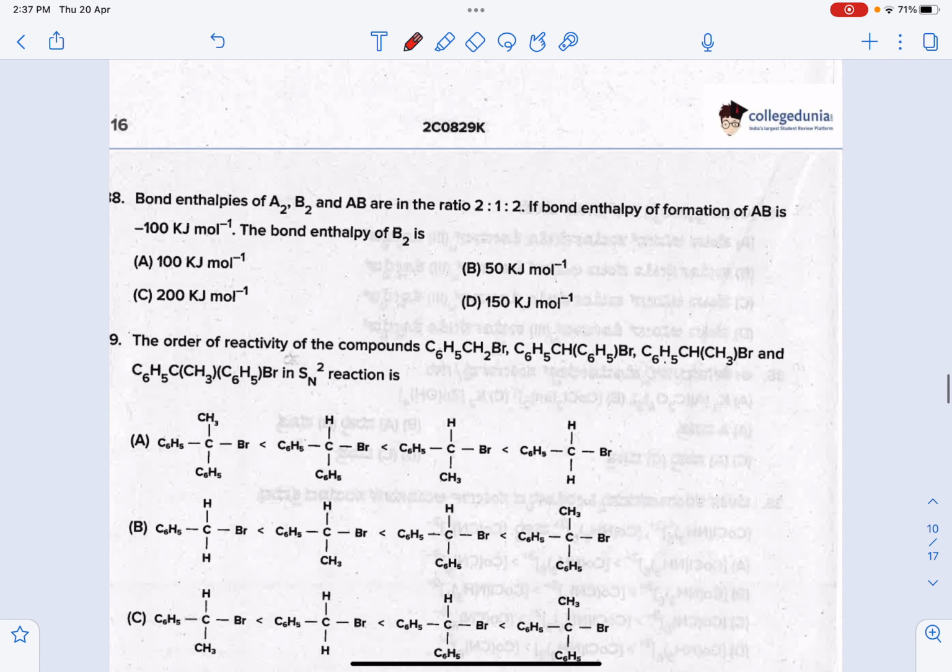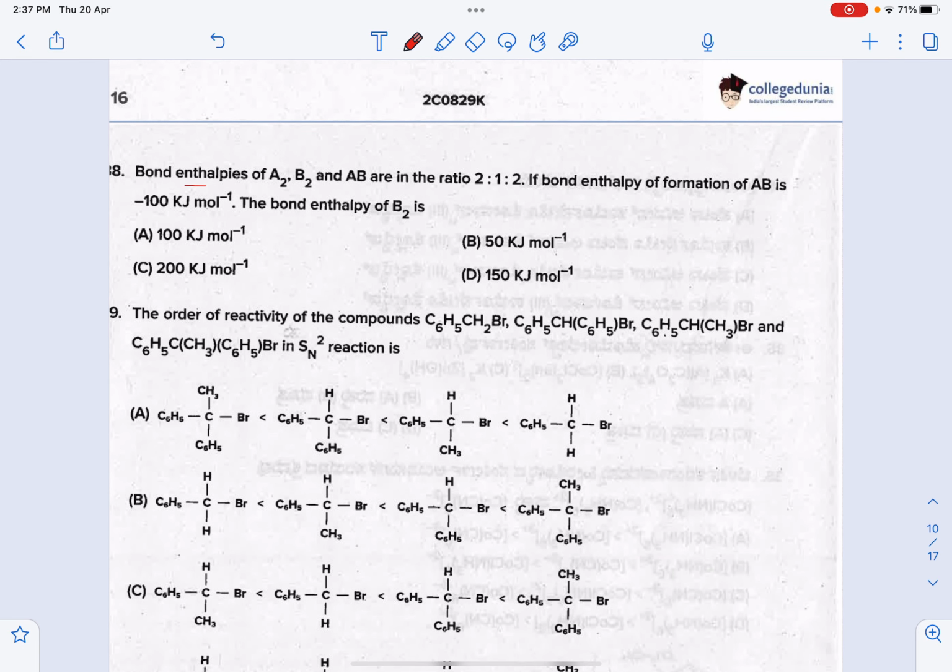Now the next question: the bond enthalpies of A2, B2 and AB are in the ratio given, and the bond enthalpy of formation of AB is given. Calculate the bond enthalpy of B2. The reaction is A2 plus B2 giving AB. First of all, balance the reaction. Multiply with half, then the reaction will be balanced. Now put the ratio: A2 has the ratio 2, B2 has the ratio 1, and AB has the ratio 2 also.